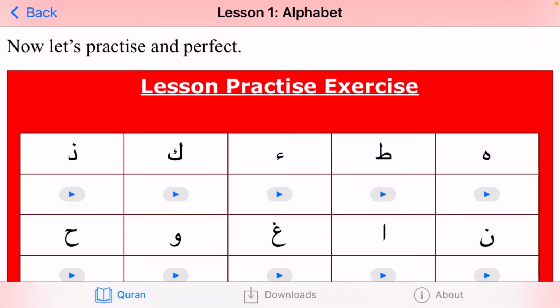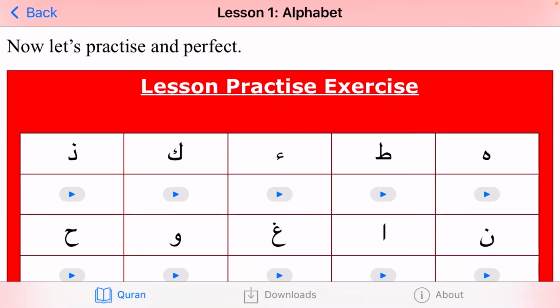And this week we'll be covering the last episode on lesson 1 of the alphabet. So next episode, inshallah, we'll be moving to lesson 2 of the alphabet. But let's focus on where we are at now. This episode is basically on how to pronounce and perfect the letters as it says on the screen, and we'll be looking at the different letters.